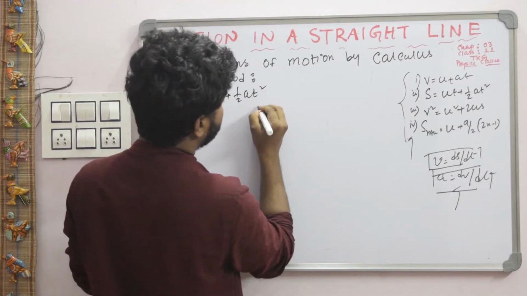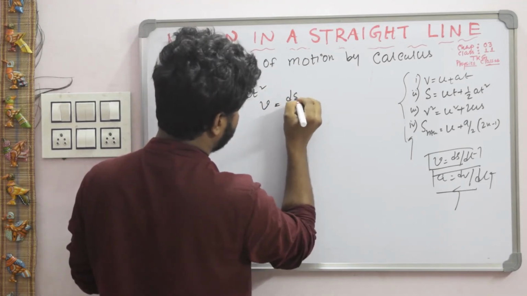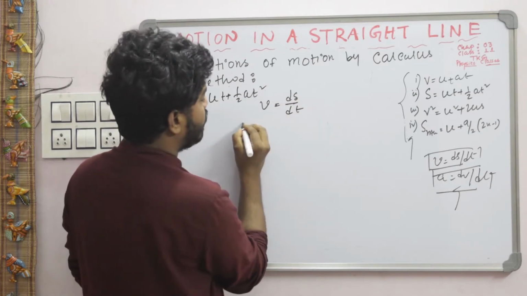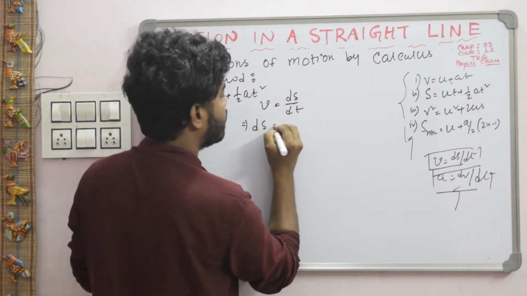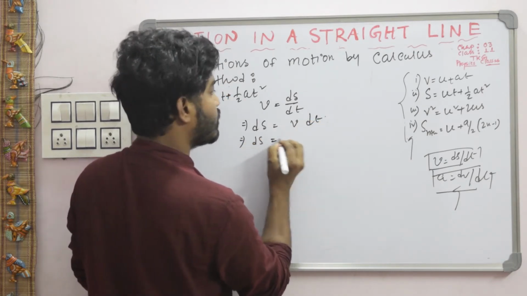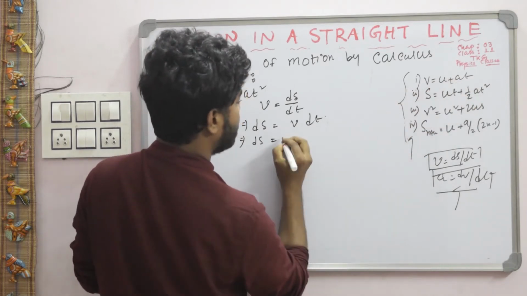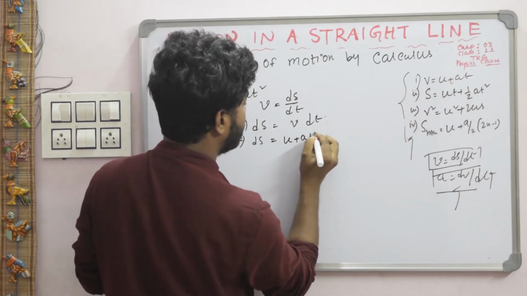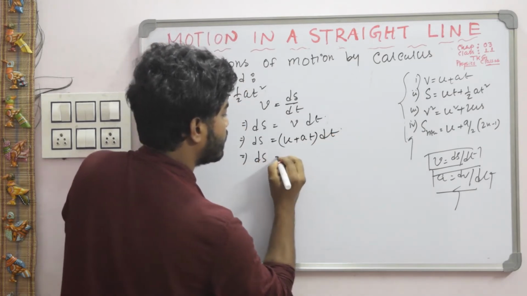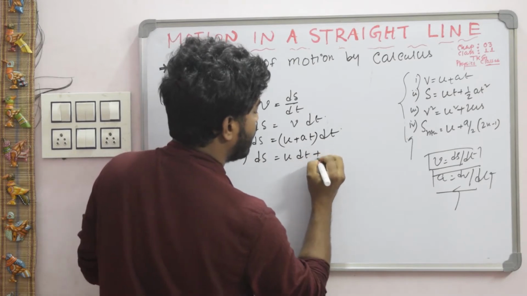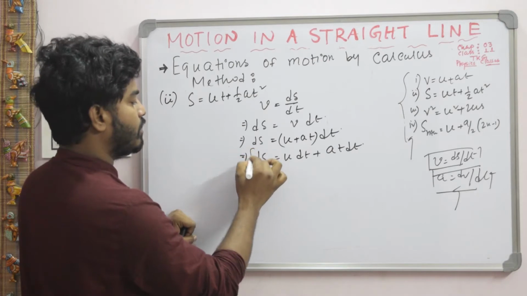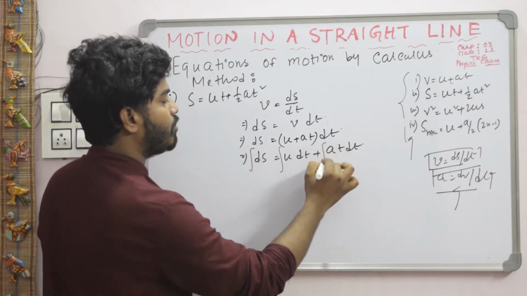You start from velocity. You know the formula of velocity: change in position, displacement, by change in time. So from here you can write ds is equal to v into dt. In the place of v you can write v is equal to u plus at, that is u plus at into dt. Now simplify it, so ds is equal to u dt plus at dt. Now taking integration, and you have to use limit.